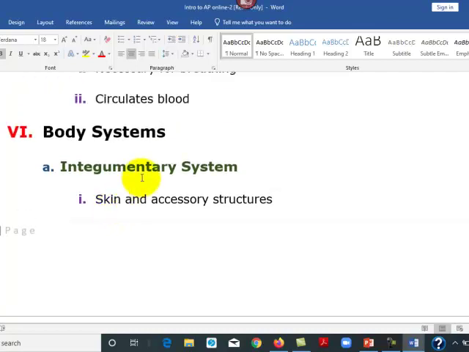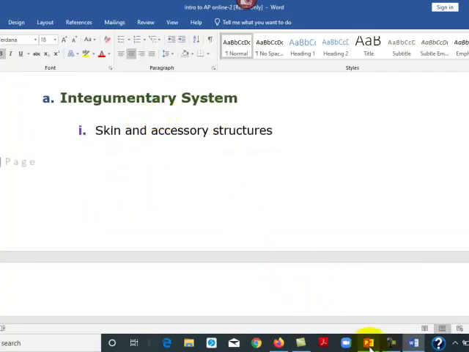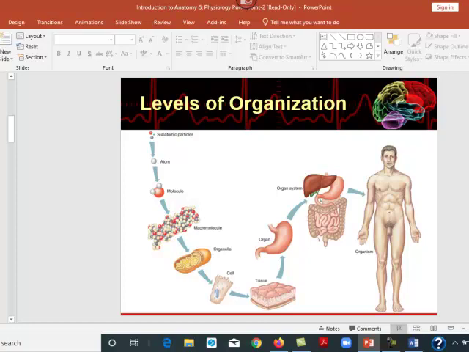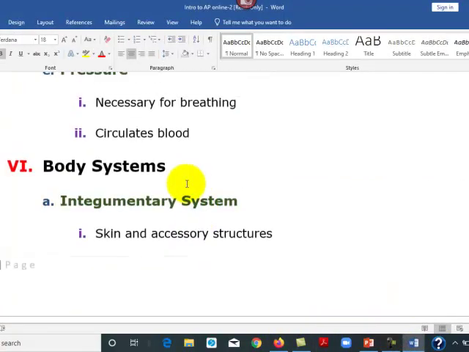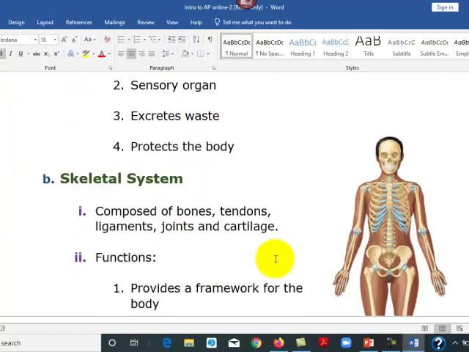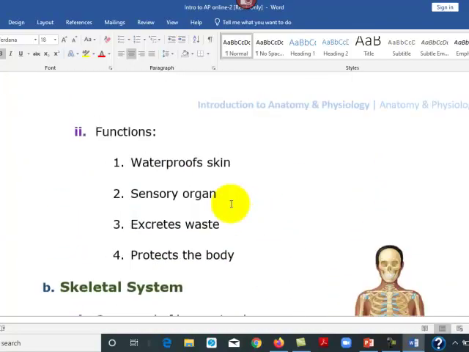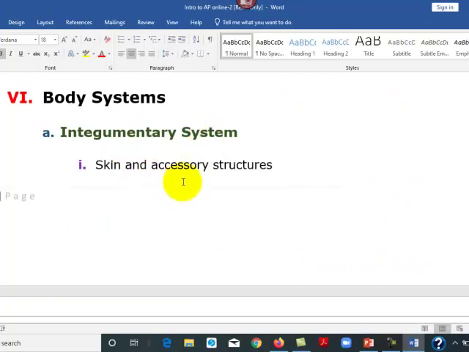Okay, just a real quick overview. This is going into the actual body systems. Skin is integument. Skeletal system, we will actually go over this. We'll go over the integumentary system as well. That's skin, all the accessory parts.